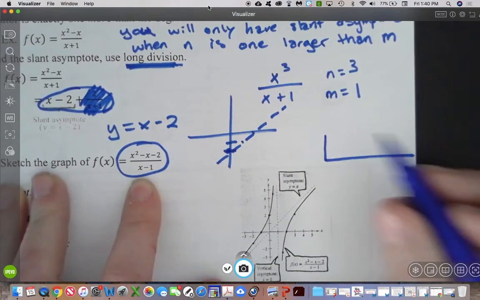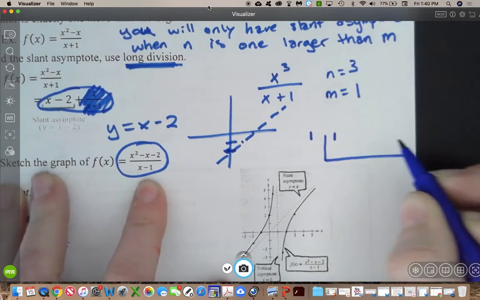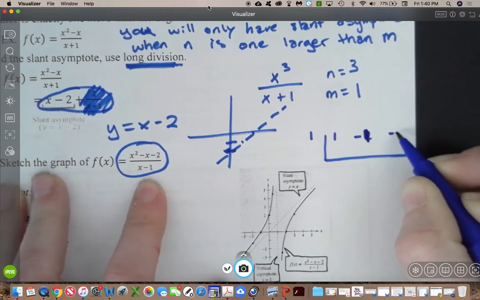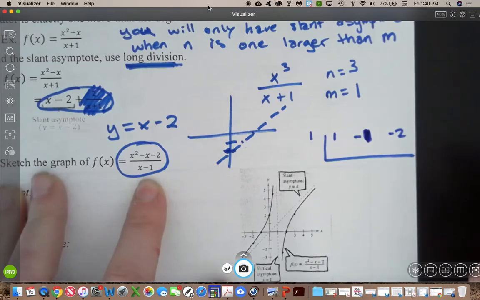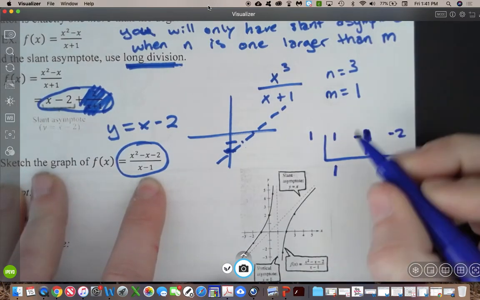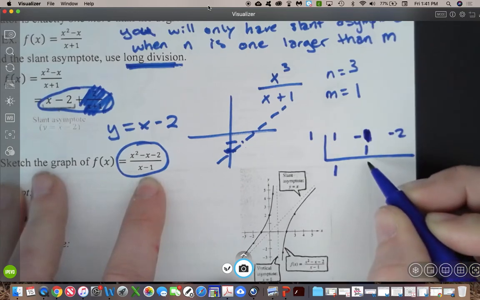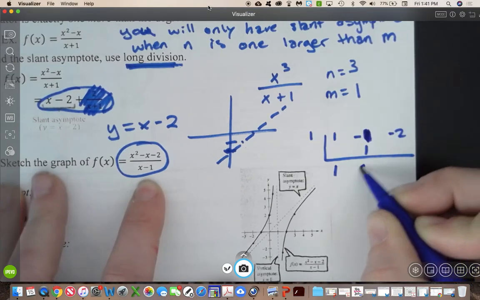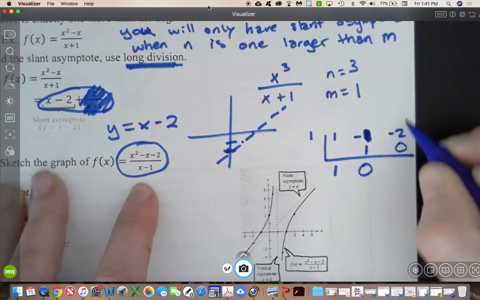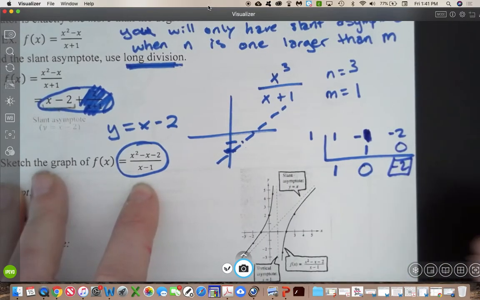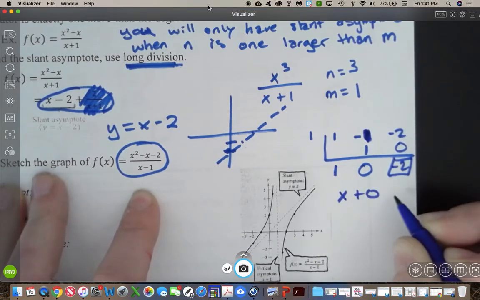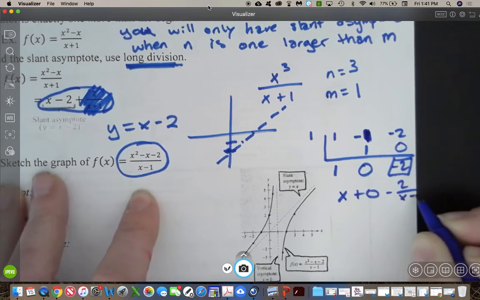1. And the numbers are 1, -1, -1, -2. 1, -1, -2. Okay? The 1 goes down. 1 times 1 is 1. This becomes 0. This becomes 0. 0 is here. -2 is the remainder. So this will look like x plus 0 minus 2 over x minus 1, right? That's what it will look like.